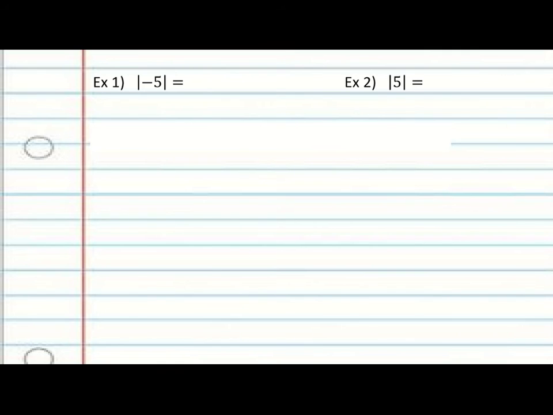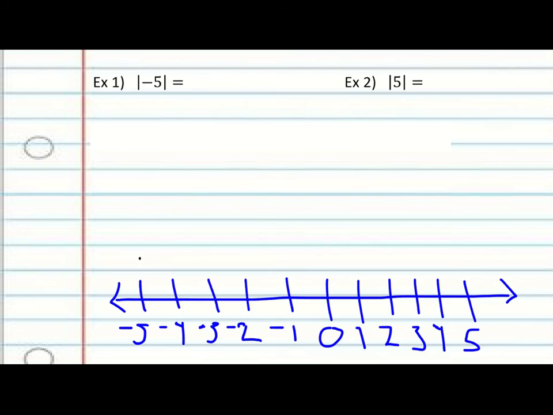So for the first example, the absolute value of -5. If I want to figure out the absolute value of -5, I'm going to think where -5 is on the number line, and I'm going to count how far away it is from 0. So 1, 2, 3, 4, it's 5 units away from 0. So since the absolute value is a distance, and distance is always positive, we would say the absolute value of -5 is 5.